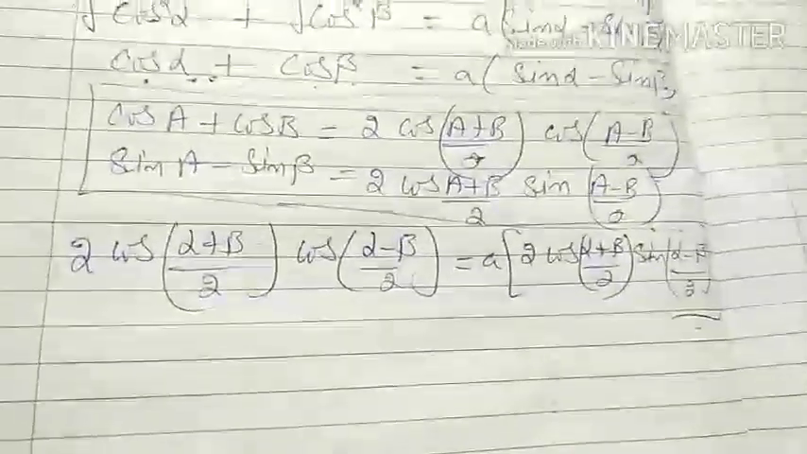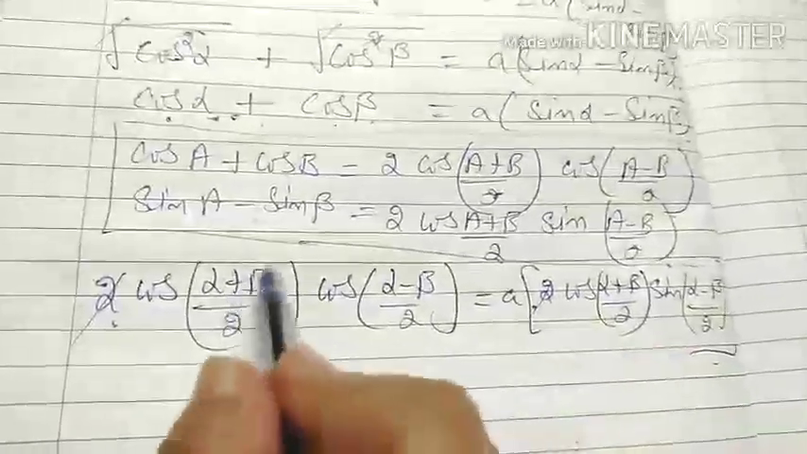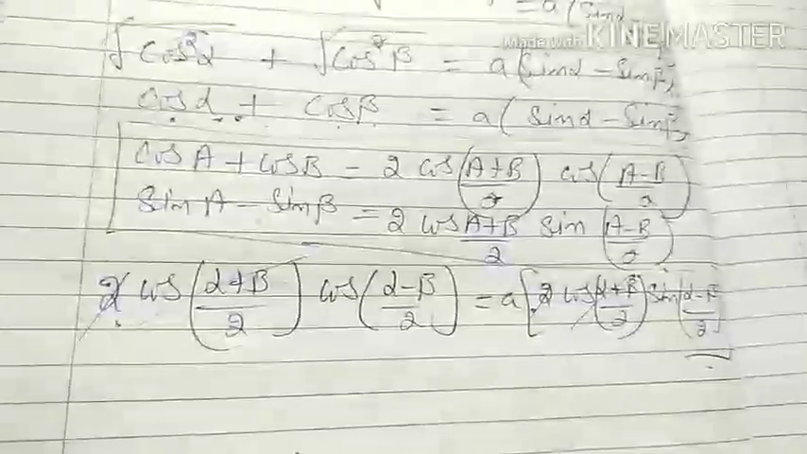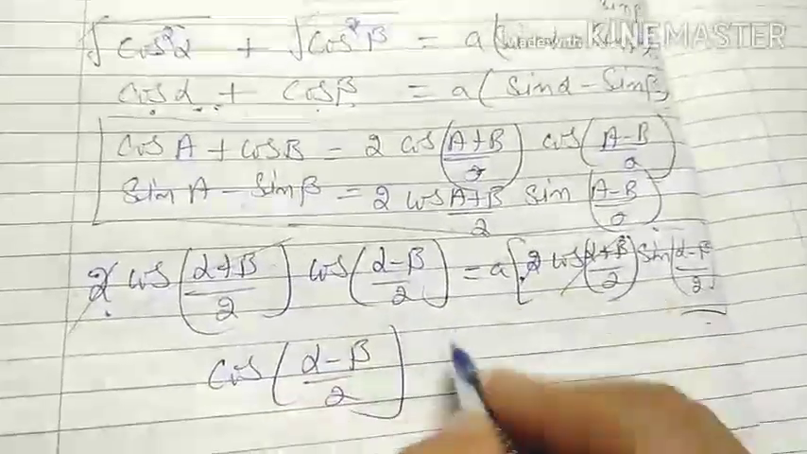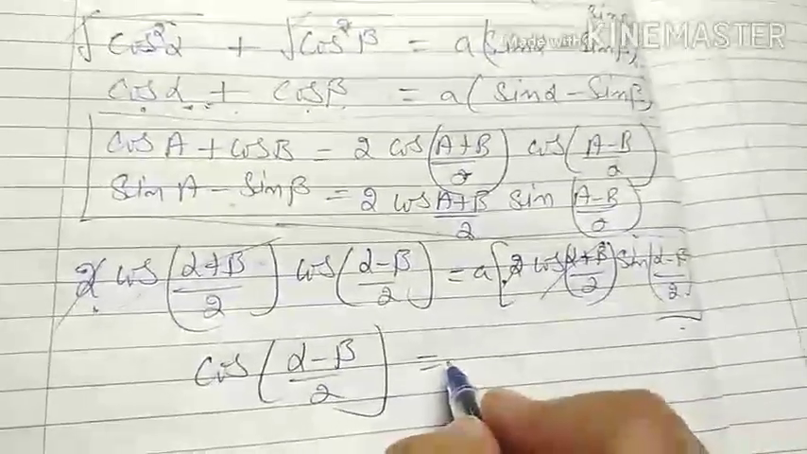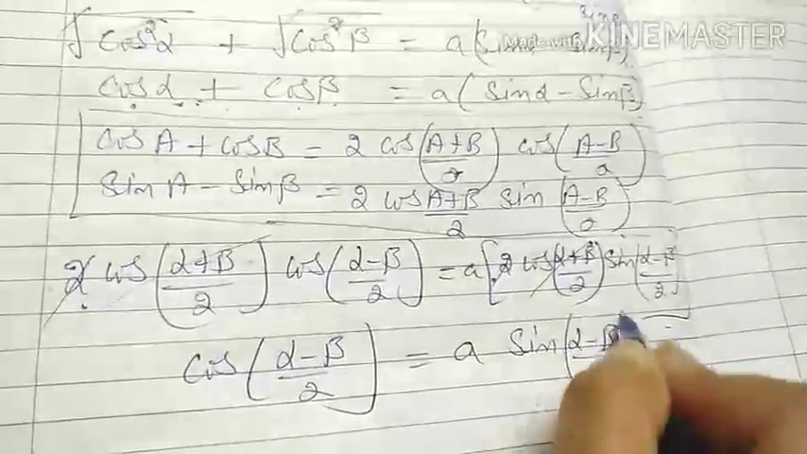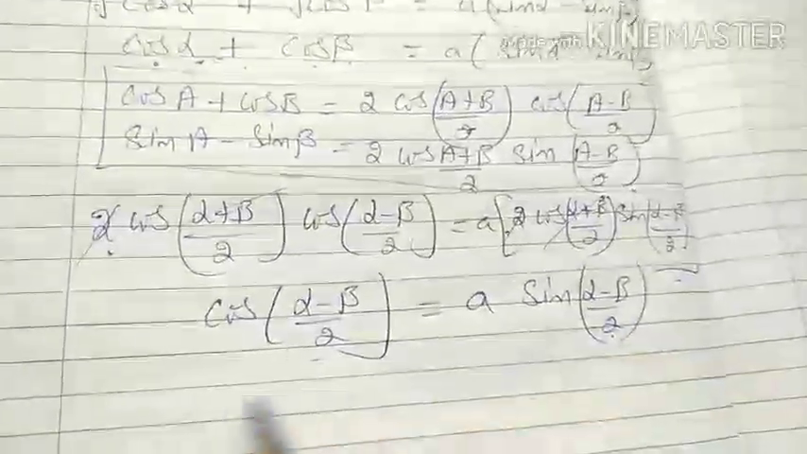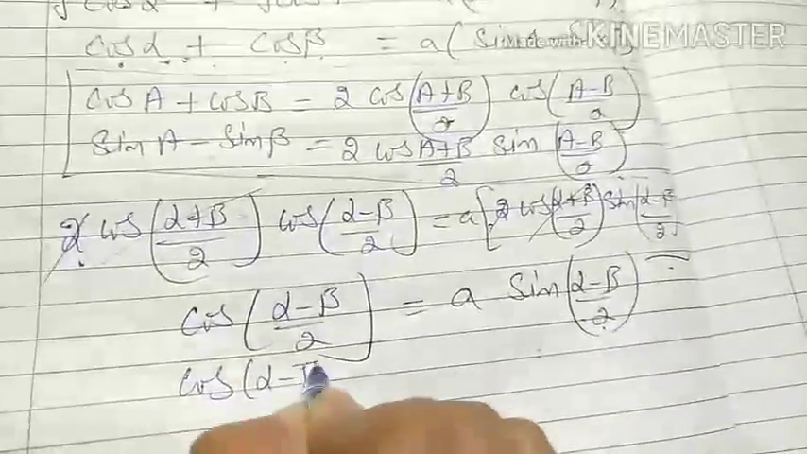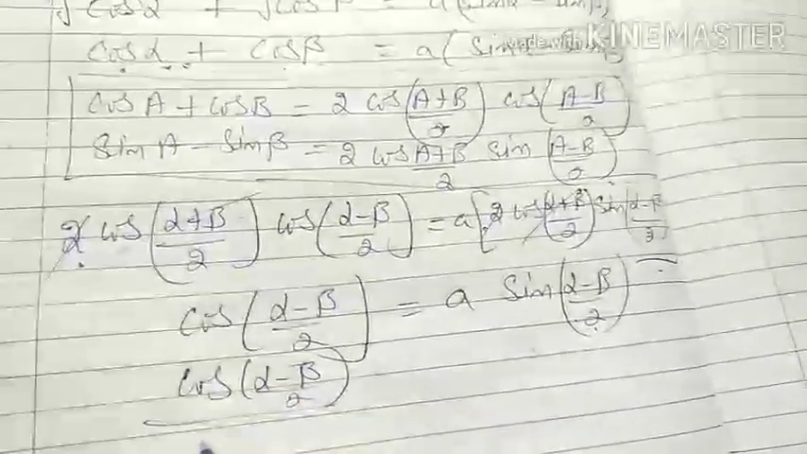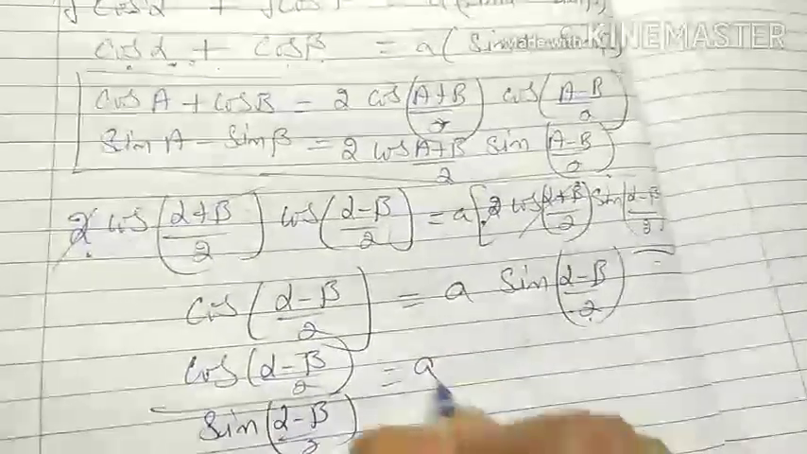Okay. Now I go with this. Here 2 and 2 cancel on both sides. Cos alpha plus beta by 2 cancels on both sides. So what is left? Cos alpha minus beta by 2 is equal to a times sin alpha minus beta by 2. If you look at this, these two angles are same. Now I cross multiply. When sin goes on this side, cos alpha minus beta by 2 divided by sin alpha minus beta by 2 is equal to a.